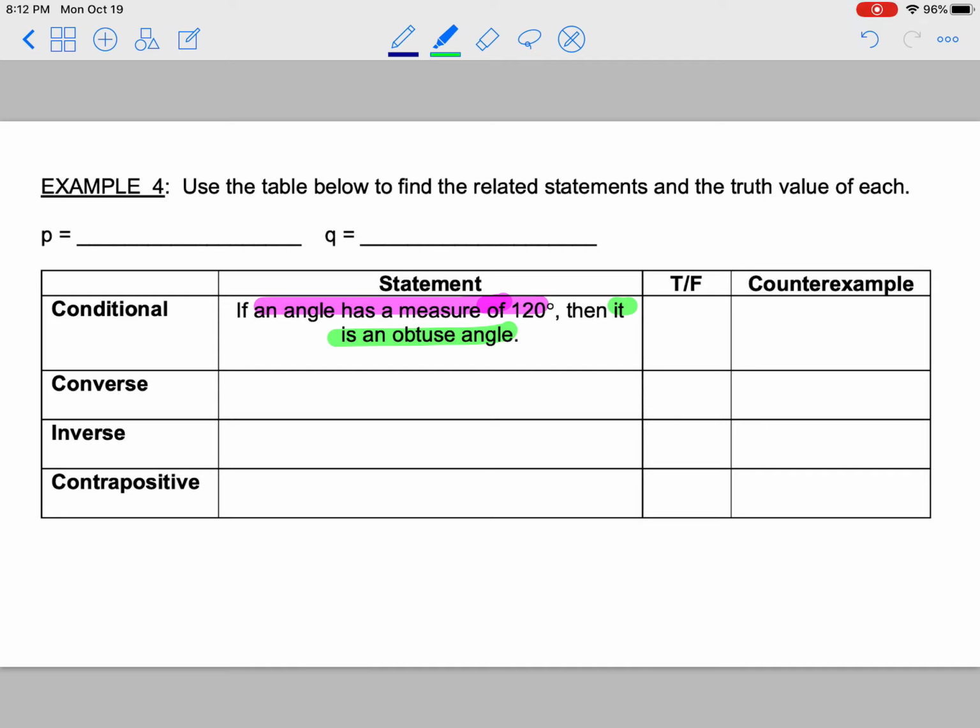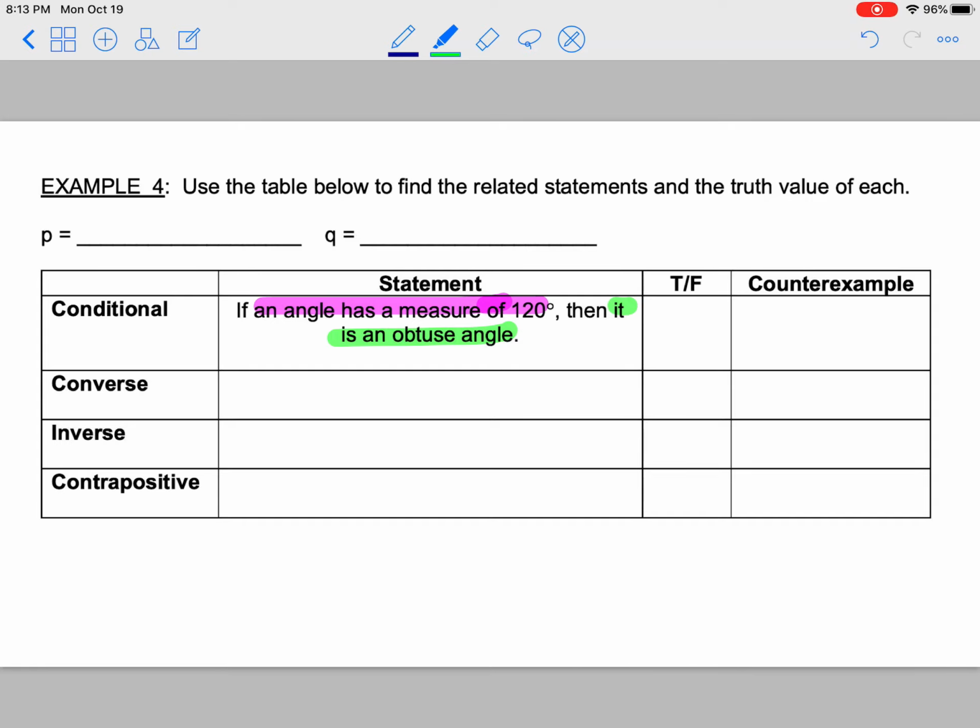Converse means switch, so we would say if it is an obtuse angle, then it has a measure of 120 degrees. Notice I made a few little changes just to make the statement sound better, and that is okay. As long as you don't take the true meaning from it, you can make a few of those switches. Inverse means to add the word not, so we would say if an angle does not have a measure of 120 degrees, then it is not an obtuse angle.